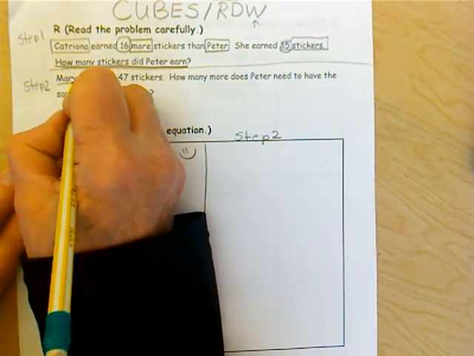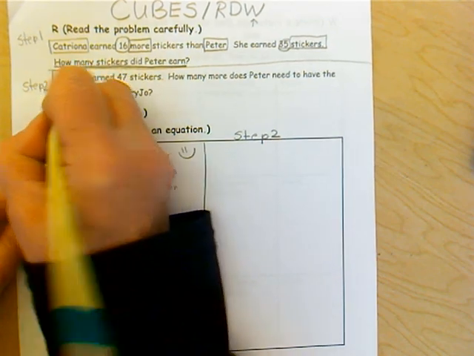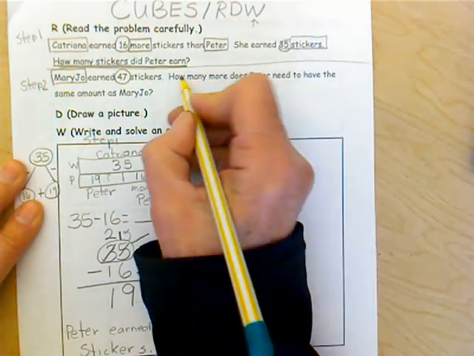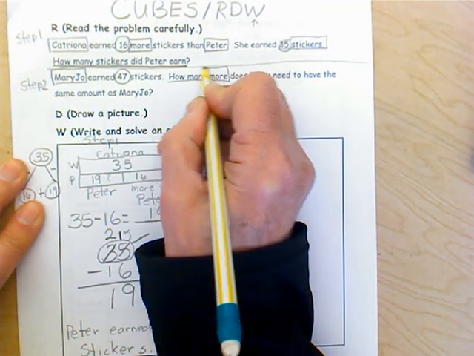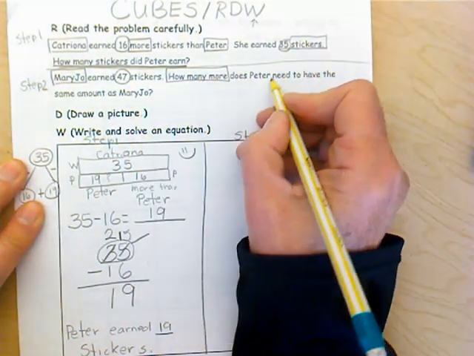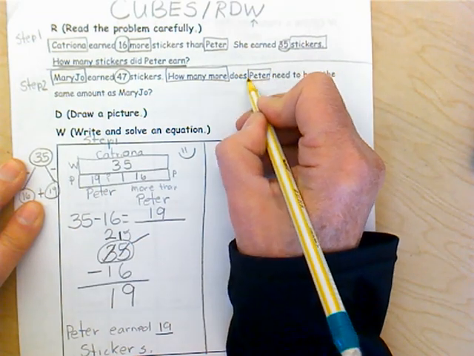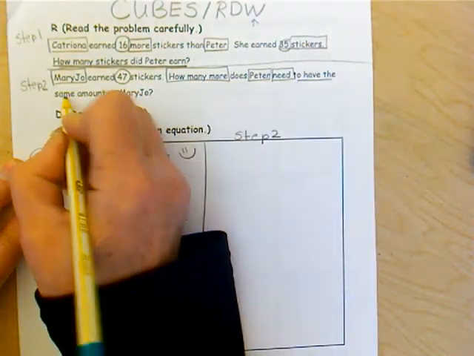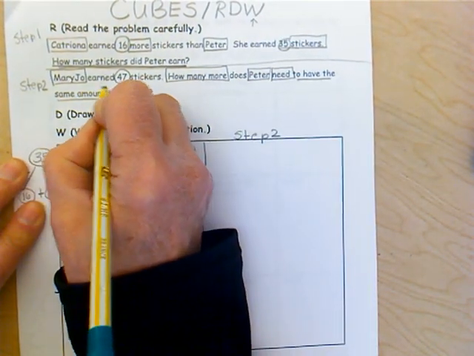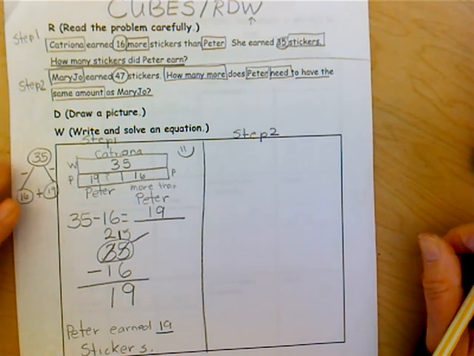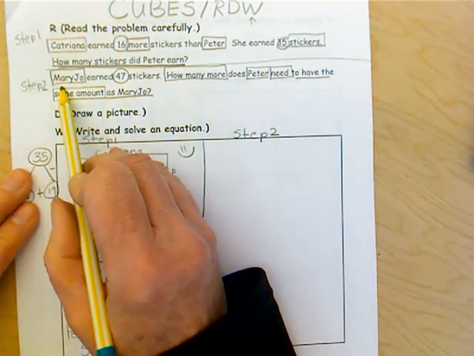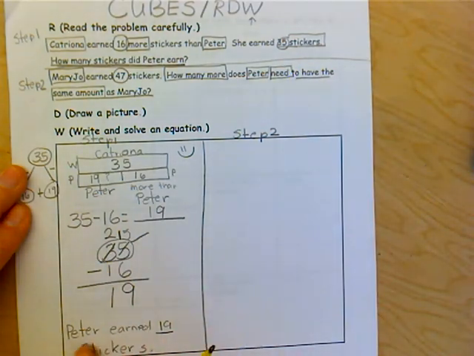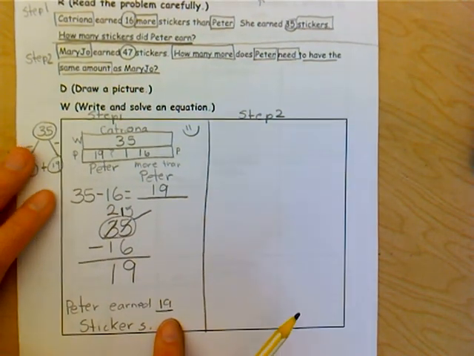We have a new person in this word problem who is Mary Jo. Mary Jo earned 47 stickers. How many more does Peter need? Here's Peter. How many more is he going to need? Wow, a lot of keywords here. To have the same amount as Mary Jo. Well, let's see here. Mary Jo has 47. Do we know how many Peter has? Well, of course we do. We know that Peter has 19.